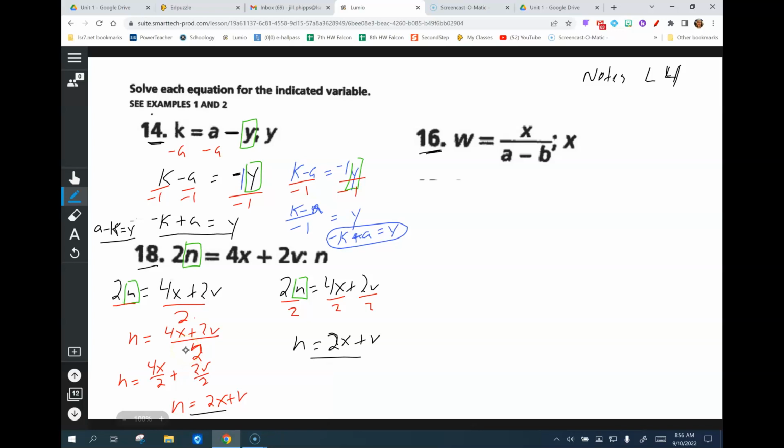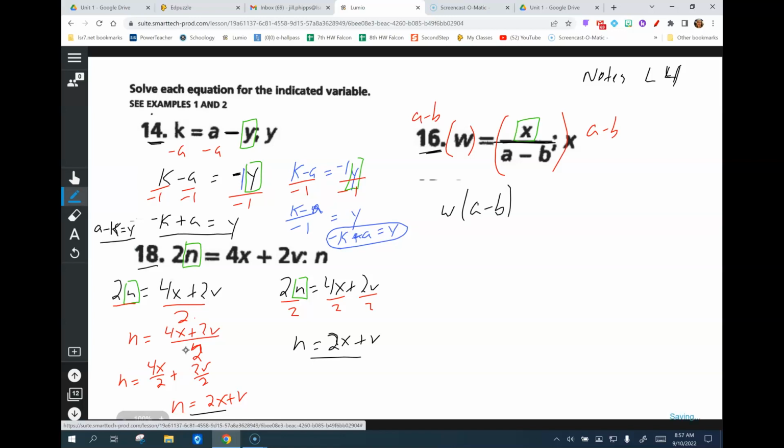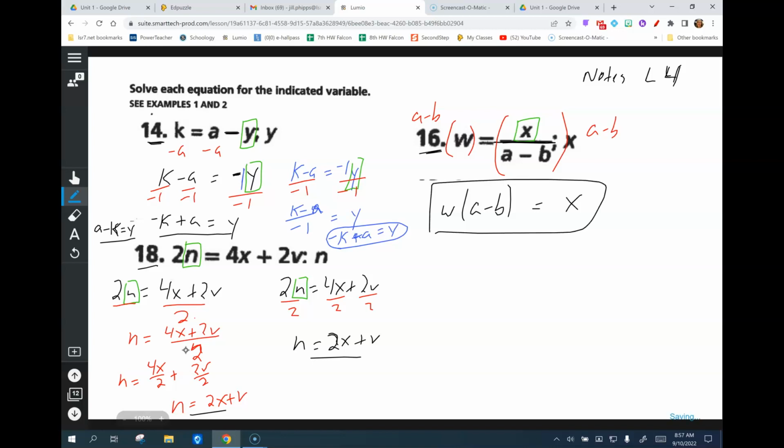Okay, looking at number 16, we want to get x by itself. How is x connected to a minus b? Hopefully you said it's connected by division. And if I have division, what do I do to get them apart? I multiply. So I'm going to multiply both sides by a minus b. Multiply both sides by a minus b. And when I do that, I will get w times a minus b is equal to x. And I'm done. See how easy that was? Good. Let's practice some more.